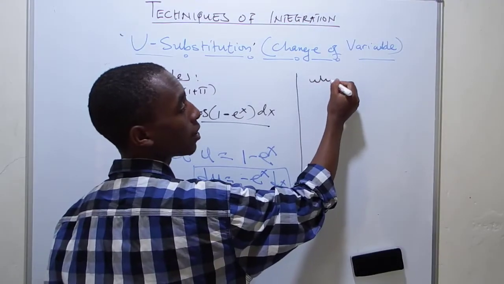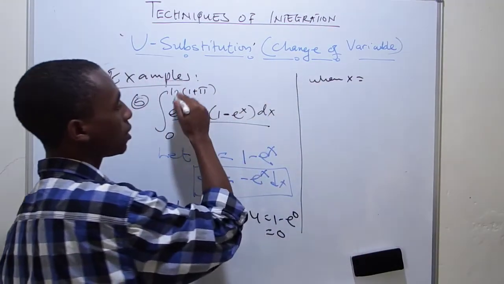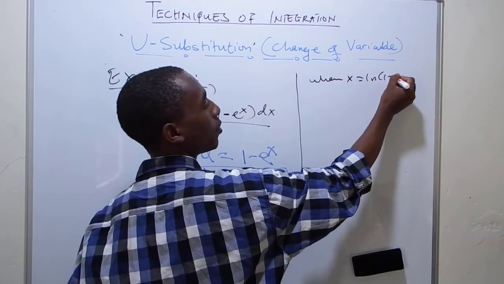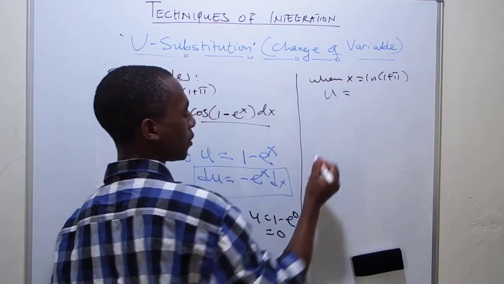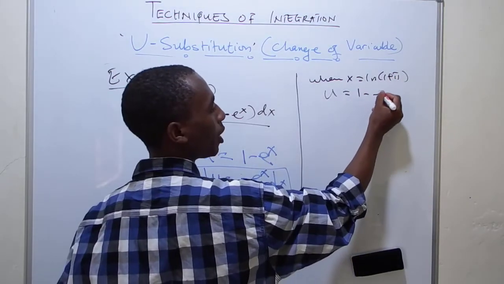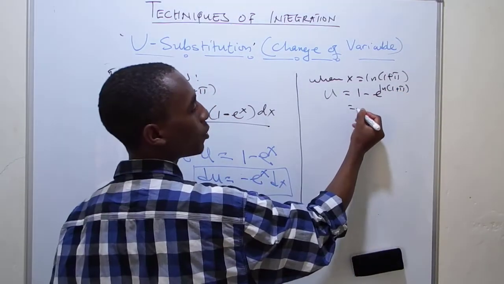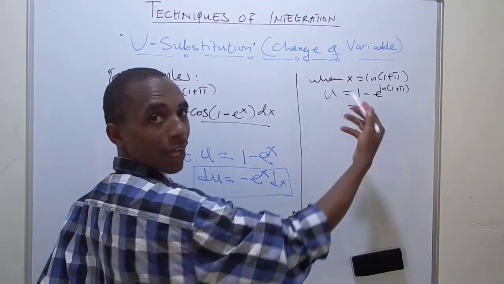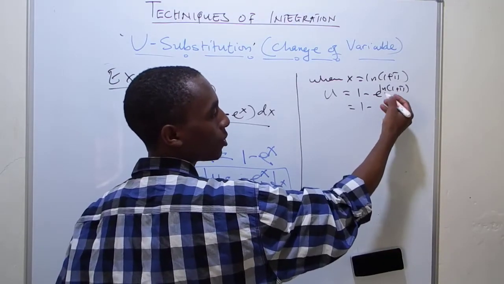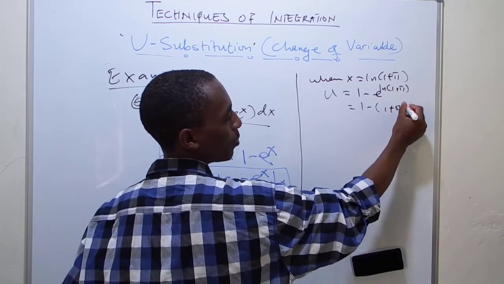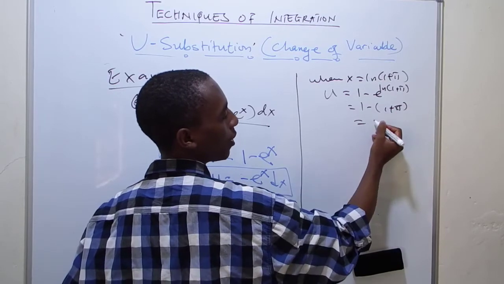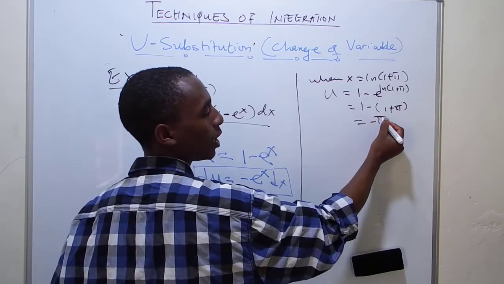And when x equals the log of 1 plus pi, u is going to be 1 minus e to the log of 1 plus pi, which is actually 1 minus, so this is the antilog of the natural log, so that's just 1 plus pi. And finally, we just have negative pi.